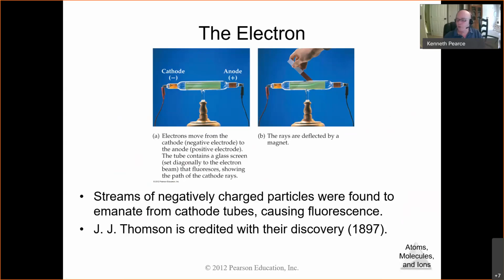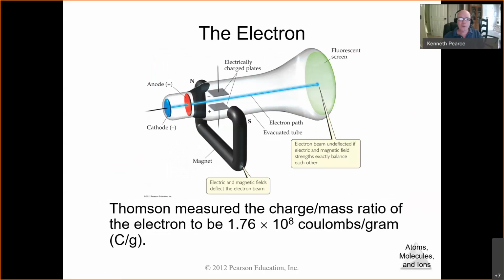J.J. Thomson actually found a few things, and electrons is one of them. The same J.J. Thomson also set up an apparatus so that he could measure the charge to mass ratio, and it is 1.76 times 10 to the 8 coulombs per gram, and that is a lot of charge.